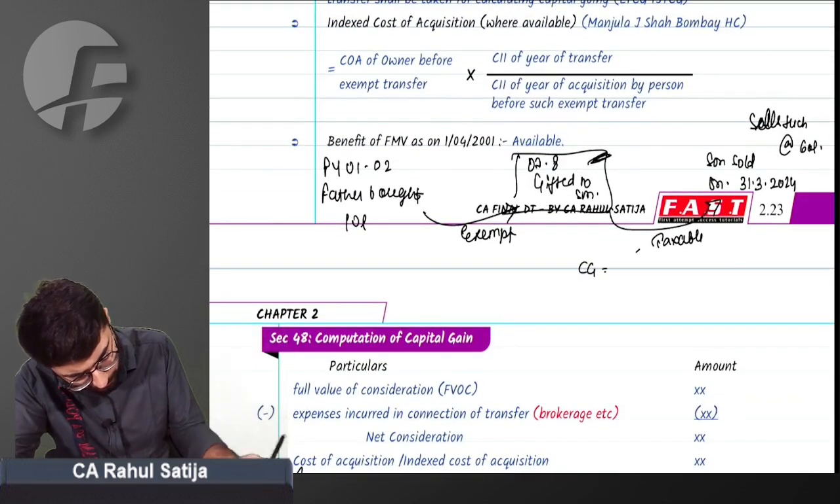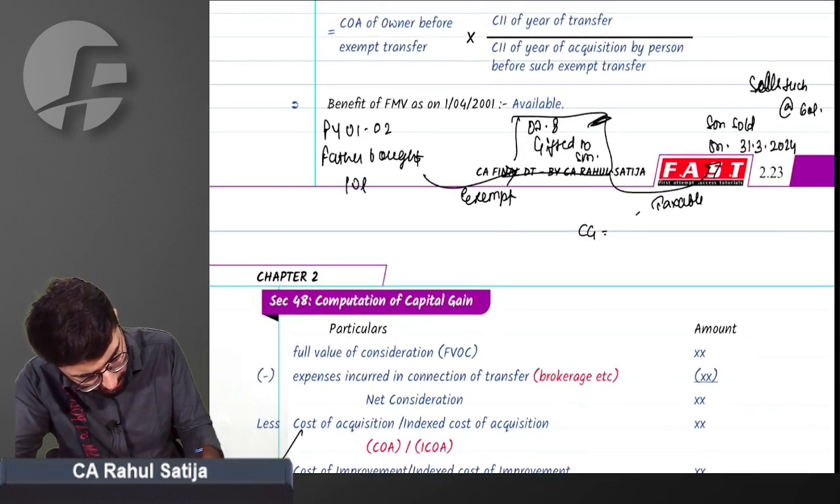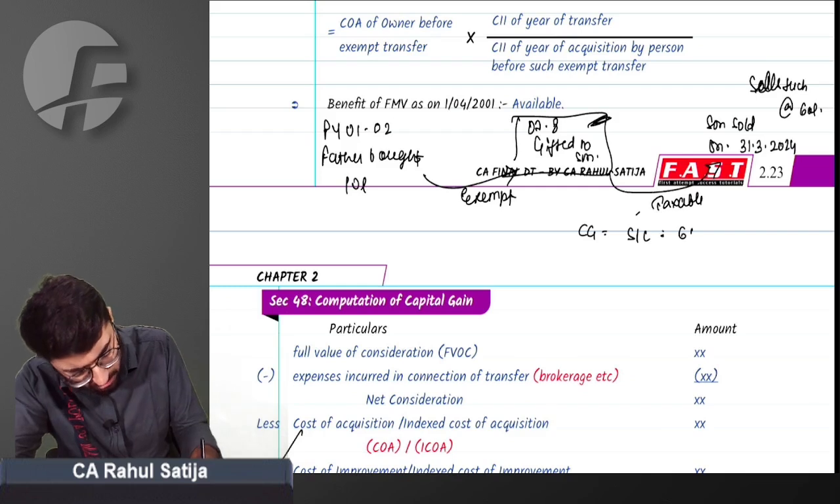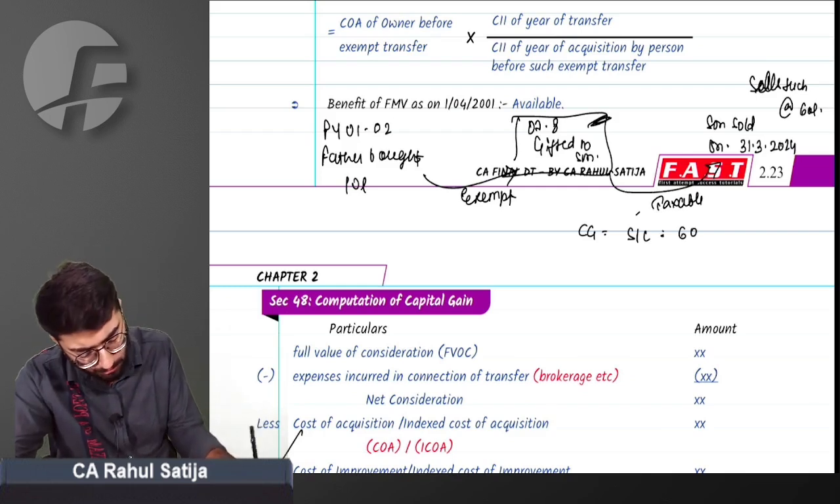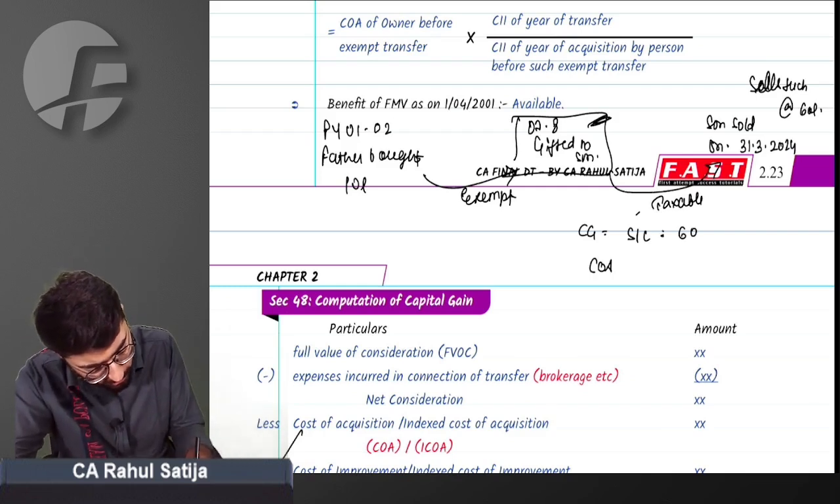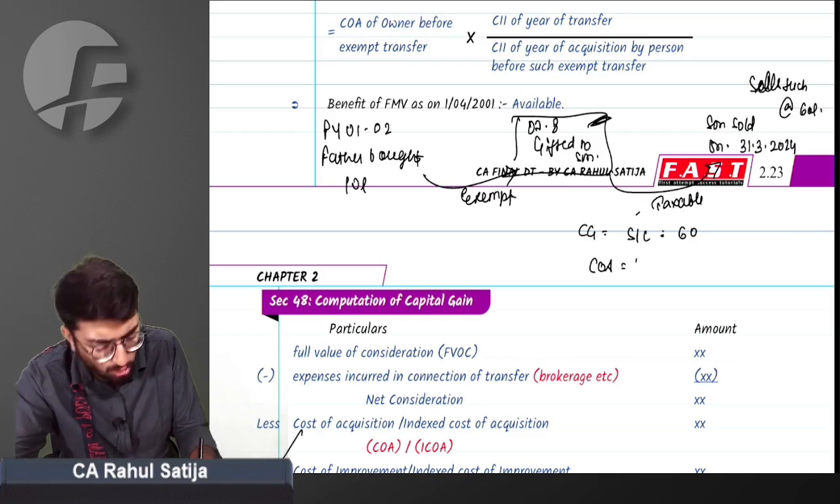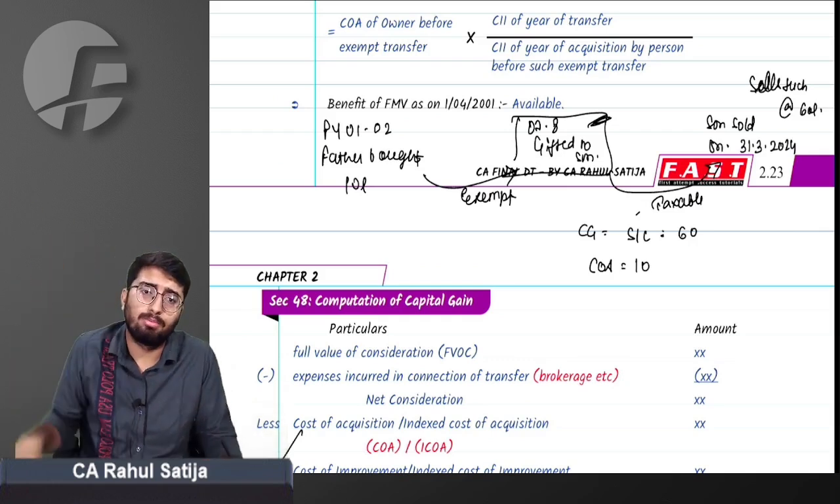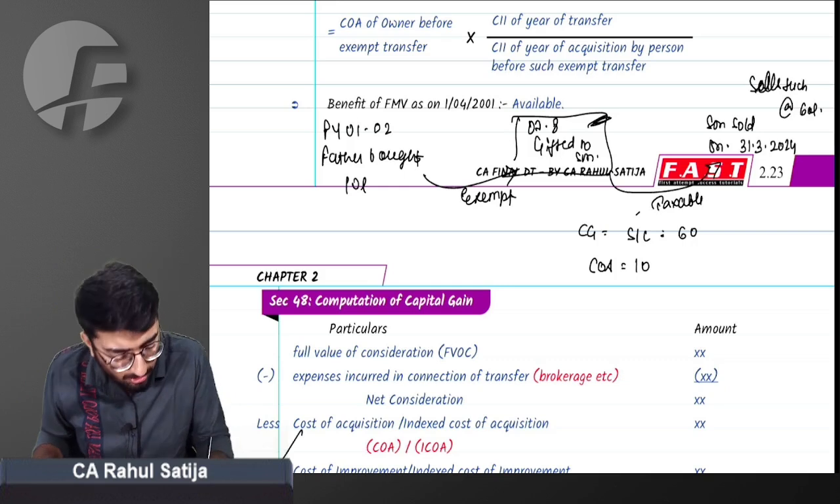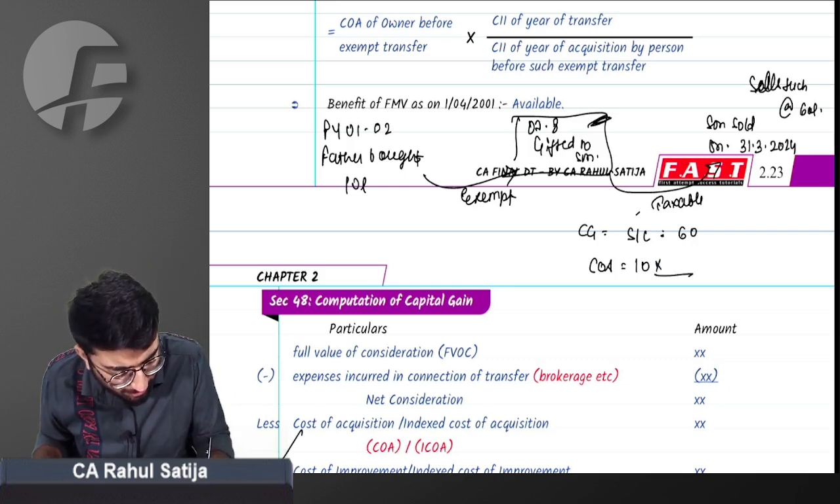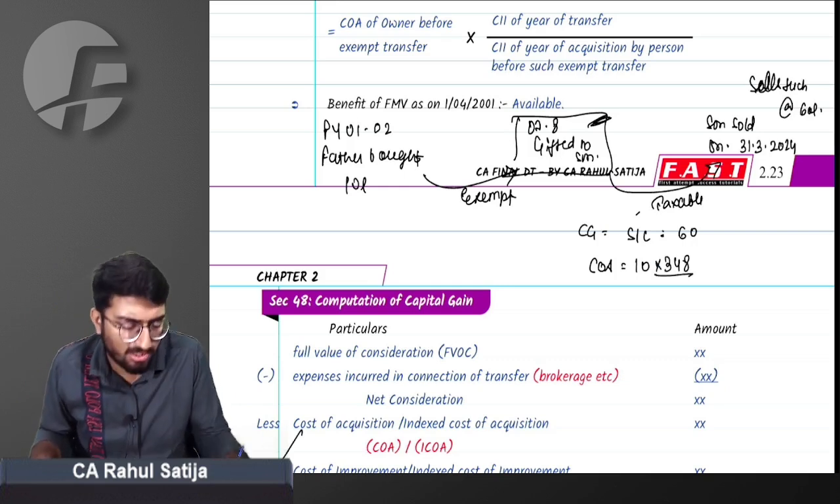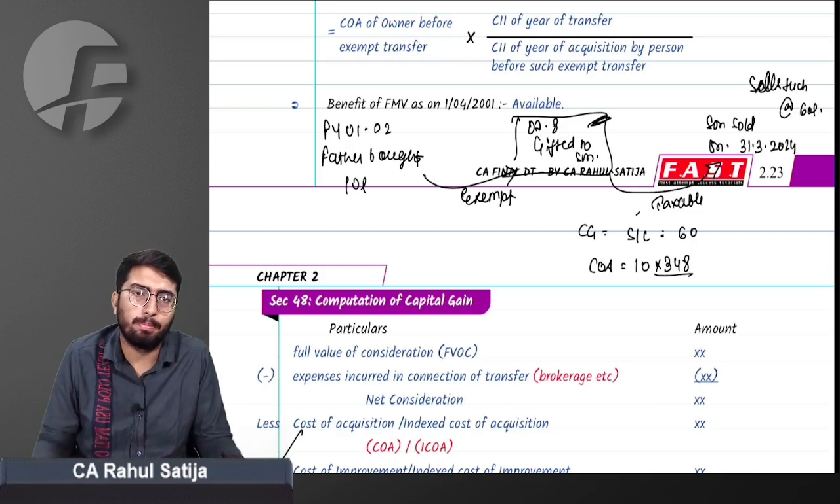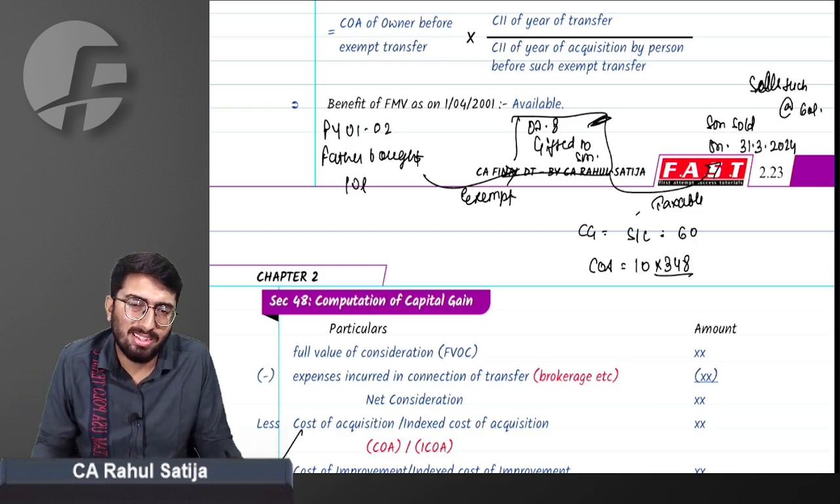Computation of capital gain. Sales consideration will be 60 lakhs for the son. What will be the cost of acquisition? The cost of acquisition of the previous owner, like my father, divided by CII of acquisition multiplied by CII of transfer. CII of transfer is 348. It is as simple as it can be. So now the issue is with indexation.